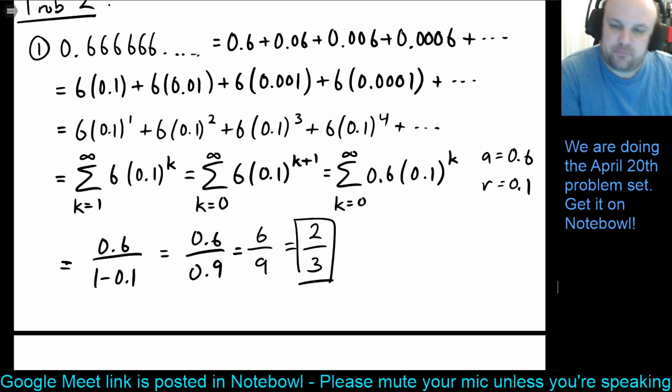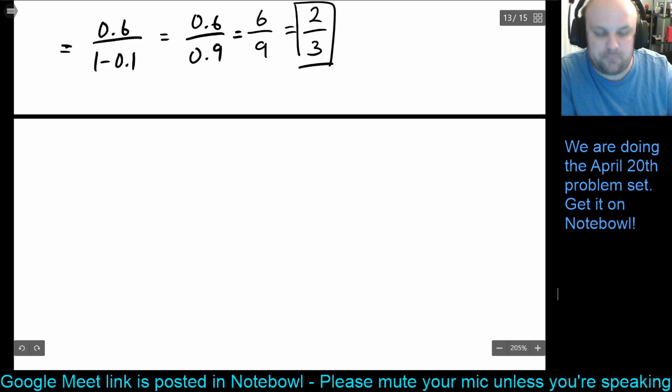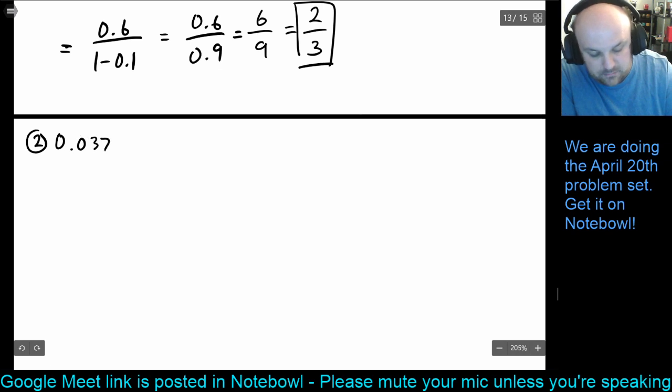Now, the same principle applies no matter how many numbers are being repeated. So here it was just one number, but what if it's a group of numbers that are being repeated? The same principle applies. So here we had 0.037 repeating. So this is 0.037, 037, 037.